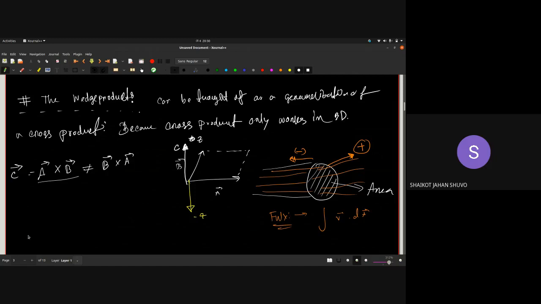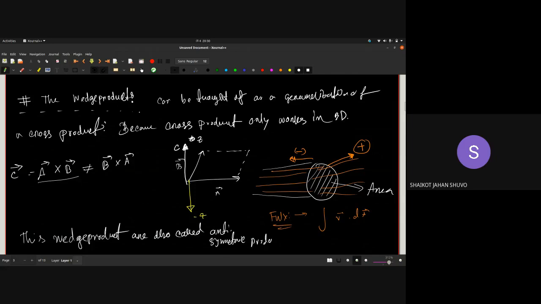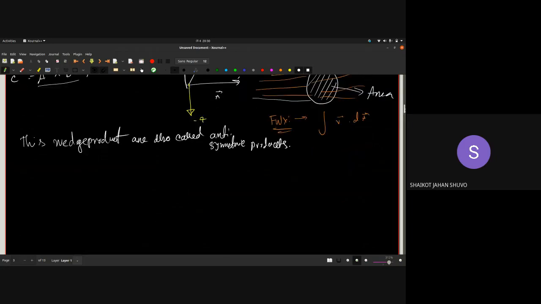And these wedge products are also called antisymmetric products. And in fact, because of this wedge product, the Jacobian, whatever you want to call it, pops out immediately. So what is a wedge product?